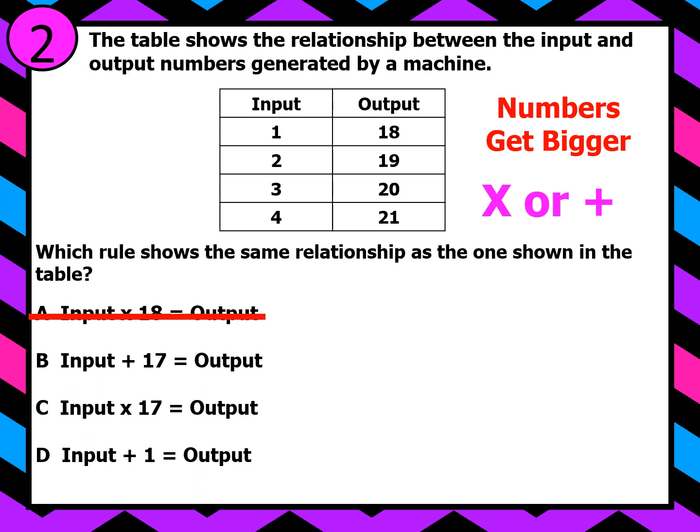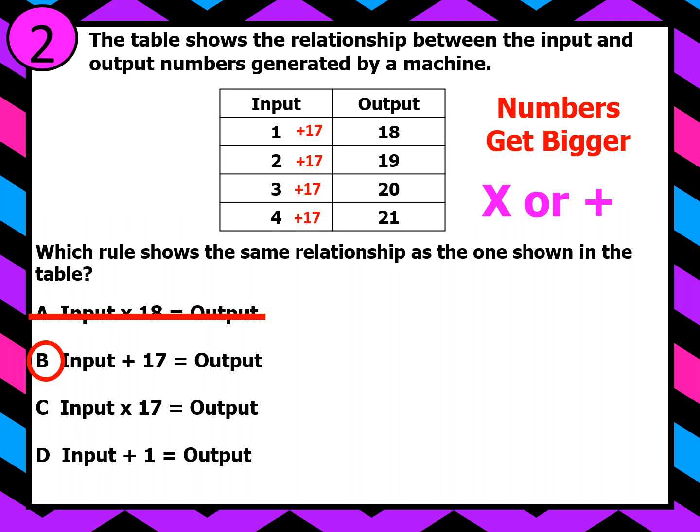Next, I'm going to analyze answer choice B. 1 plus 17 is 18, yes. 2 plus 17 is 19, yes. 3 plus 17 is 20, yes. 4 plus 17 is 21, yes. So I have found my answer choice. The correct answer for number 2 would be B.